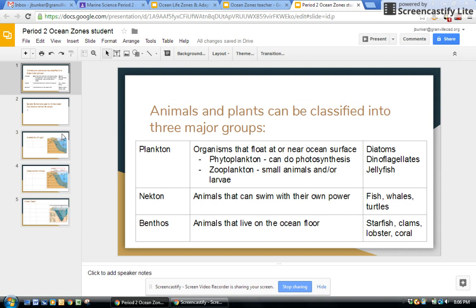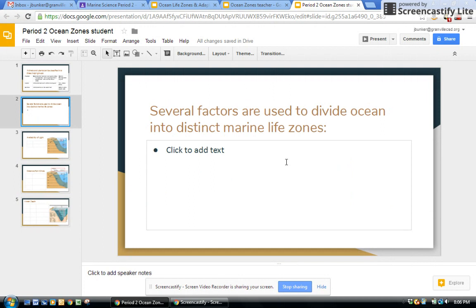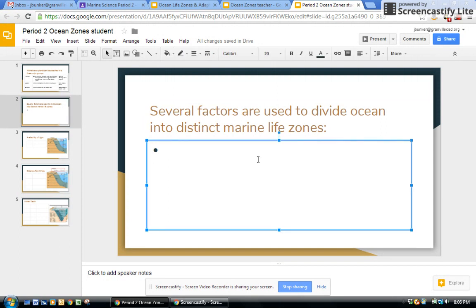Okay. On the second slide, you have listed here several factors are used to divide the ocean into distinct marine life zones. So you probably put down one of these three. We're going to put down three factors. The first is the availability of light. If you're at the surface, you're going to have sunlight. If you're deeper in the ocean, no sunlight. I think we've talked about that a few times now. We have terms for those zones, which we're going to put on the next slide.